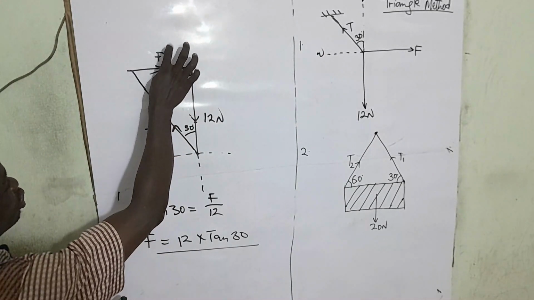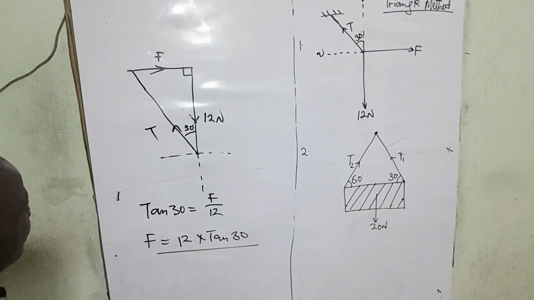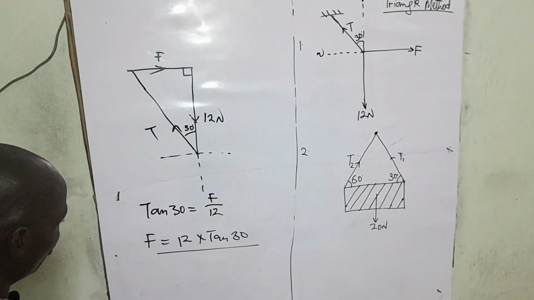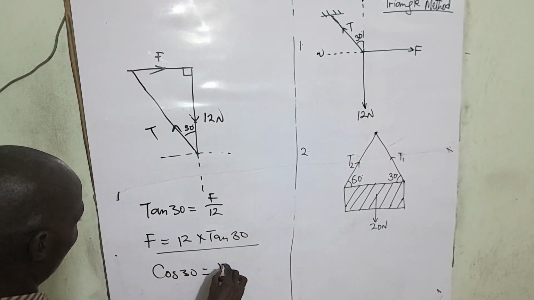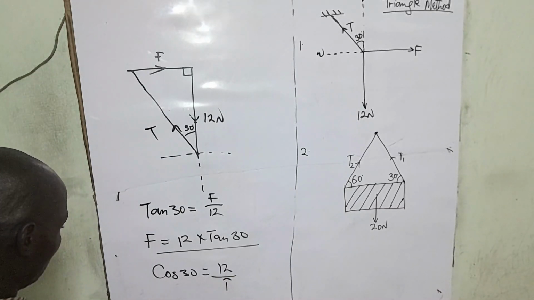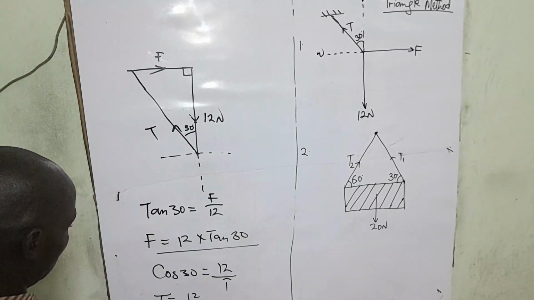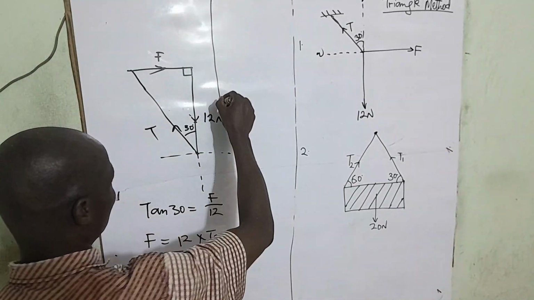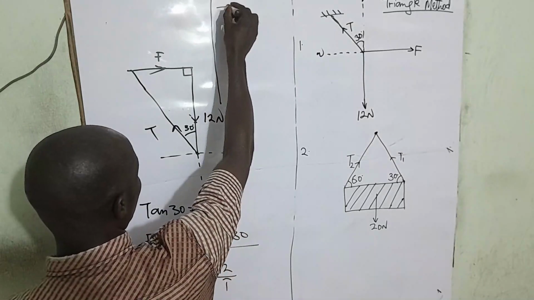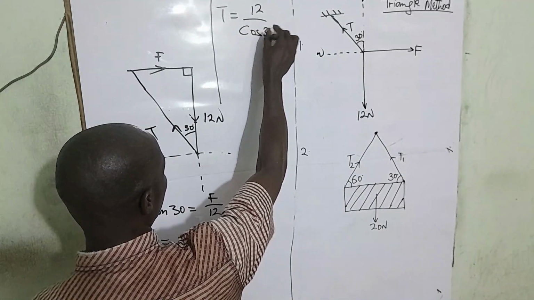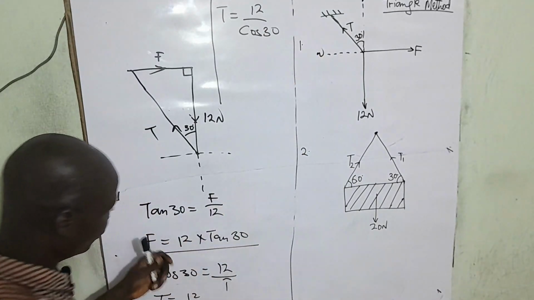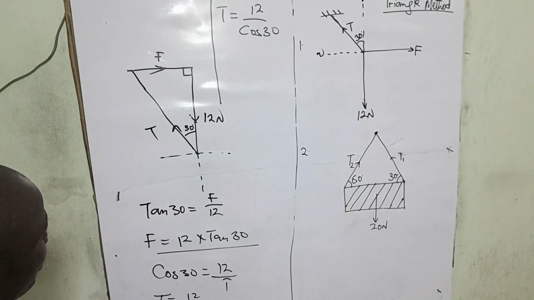And then solving for T, we say adjacent over hypotenuse, which is cos. So cos 30 is equal to 12 over T. That means that T is 12 over cos 30. Let us just do it up here so we can understand. So T is equal to 12 over cos 30 degrees, and that gives us the result there.